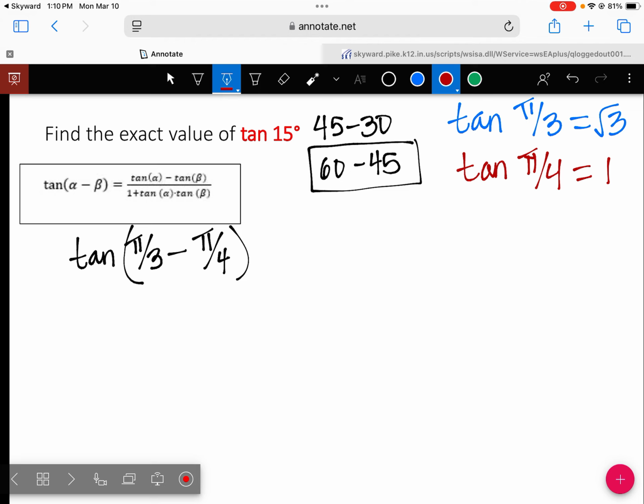And our answer is, this is just for your practicing purposes. So every place where it says tangent of alpha, we're going to put root 3. And every place where it says tangent of beta, I'm going to put a 1.